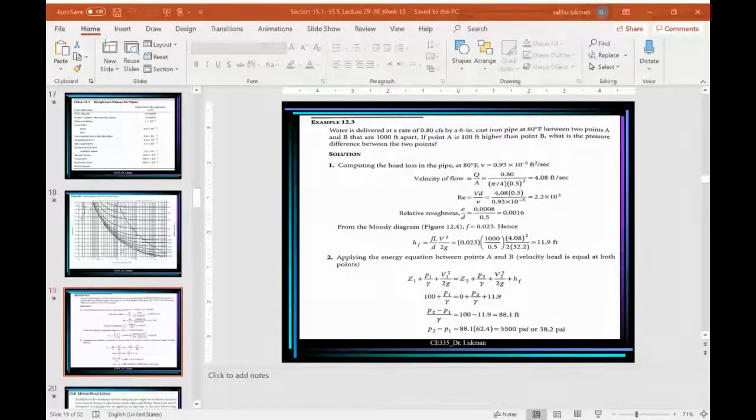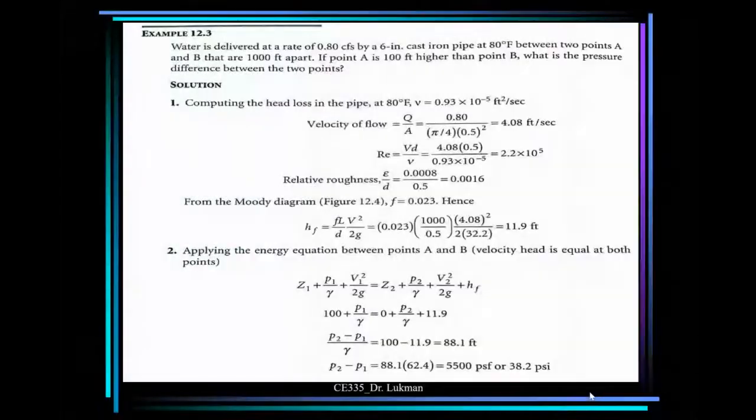All right, let's continue. Okay, here it says you have water that is delivered at a rate of 0.8 cubic feet per second by a 6-inch cast iron pipe at 80 degrees Fahrenheit between 2 points A and B that are 1,000 feet apart. Okay, if point A is 100 feet higher than point B, what is the pressure difference between the 2 points?